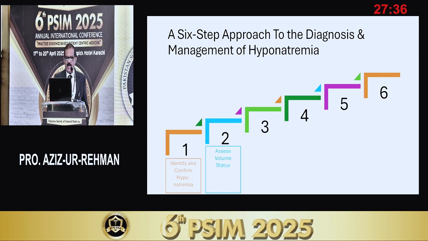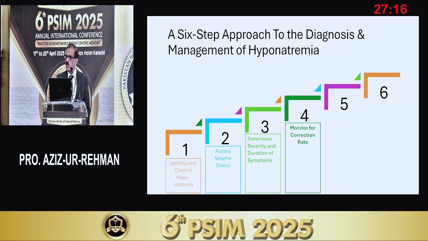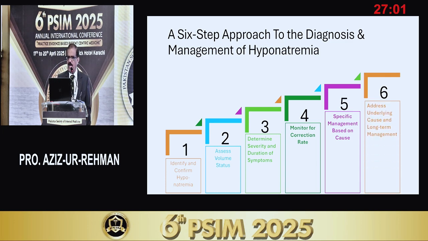Step number 2, assess volume status. Extremely important. You cannot interpret hyponatremia unless you know the volume status. And third is to determine severity and duration of symptoms, because this has a bearing on the timing of treatment. And the fourth step is to monitor the correction rate. Step number 5, specific management based on the cause. Of course, the first step would be to correct hyponatremia, but follow-up treatment would depend on the cause, so you will have to address the cause also. And the 6th step is to address underlying causes and long-term management. So these are the 6 steps.